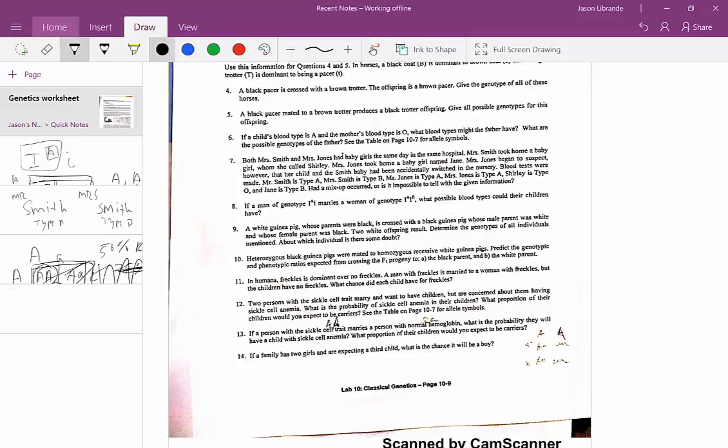Okay, so 10 looks like a similar question. So heterozygous black guinea pig. Let's write the genotypes. This means each of homozygous recessive white guinea pig, lowercase a, lowercase a. Predict the genotypic and phenotypic ratios expressed or expected from crossing the F1 progeny.